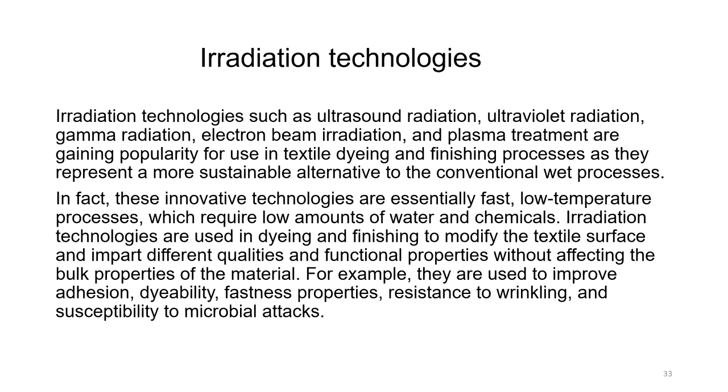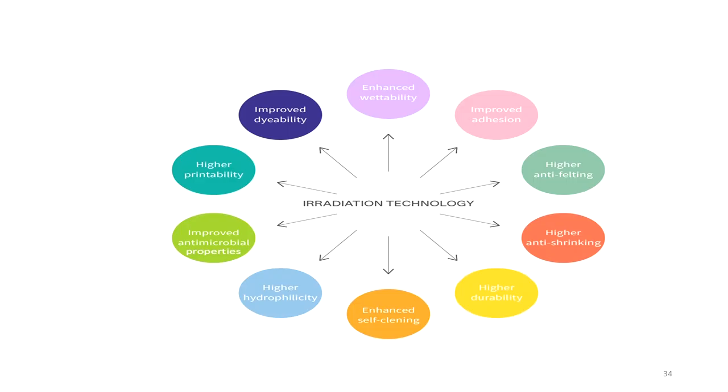Irradiation technologies are also there. We will do in great detail that ultrasound radiation, ultraviolet radiation, gamma radiation, electron beam radiation, and plasma radiations are also gaining a lot of popularity in natural dyeing and finishing processes. So, radiation technology can do a lot. Here is a picture which shows that it can not only improve dyeability, it can make printing also good, and there are many other things that the irradiation technology can do.